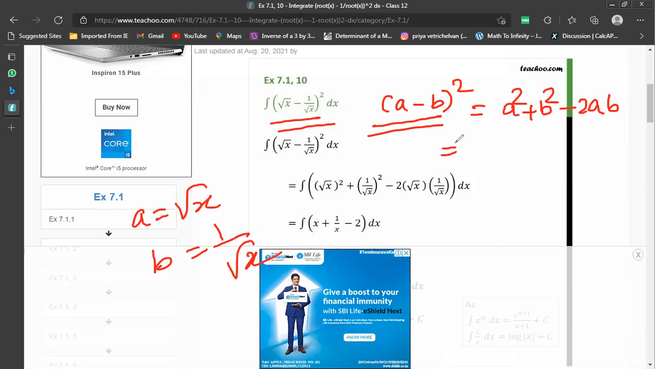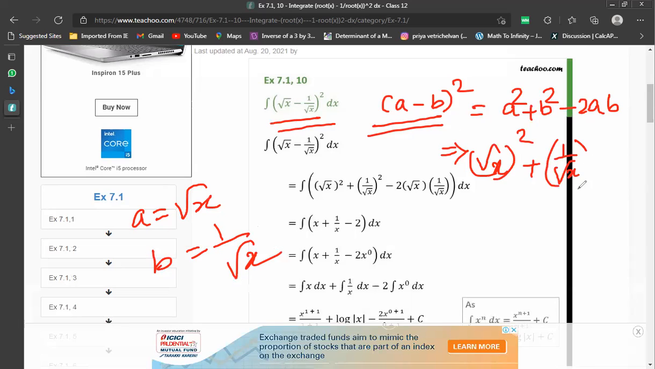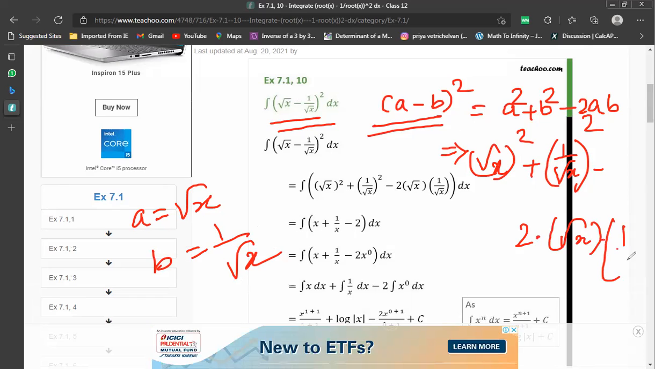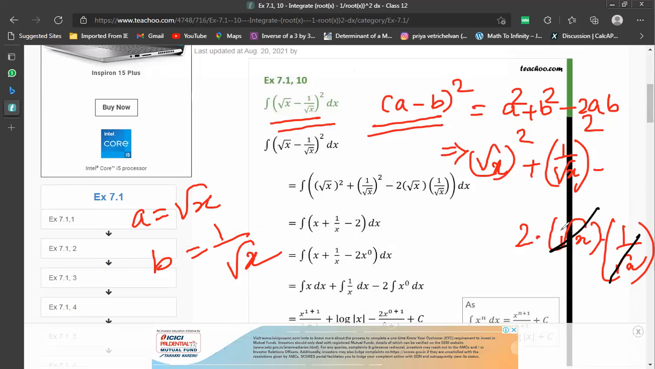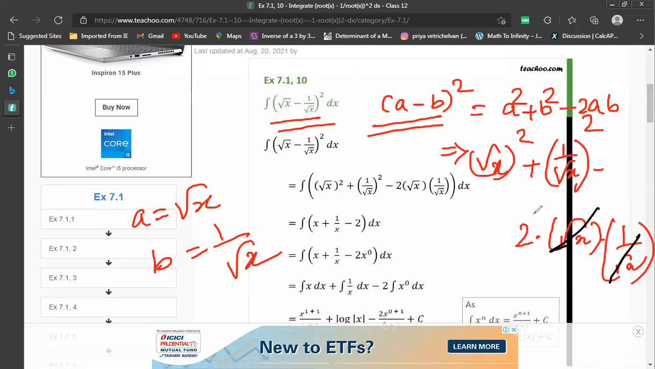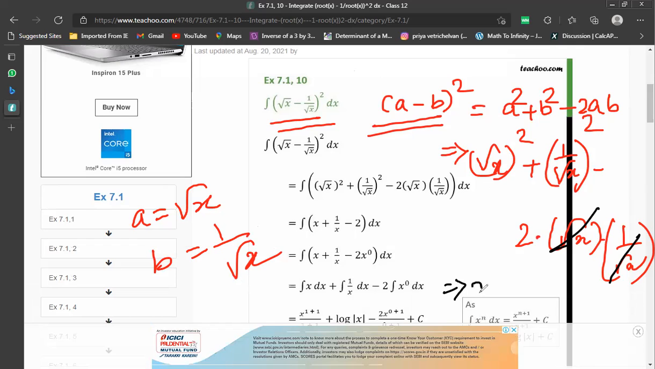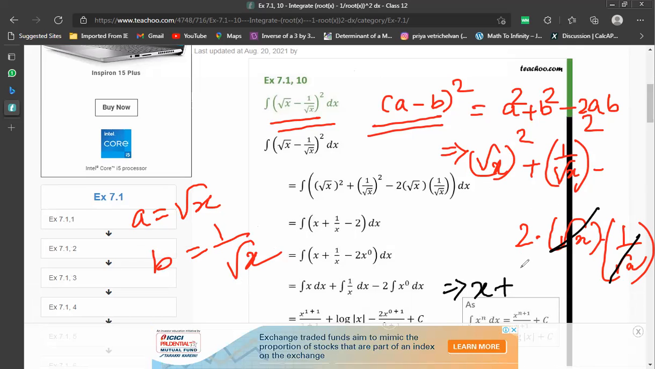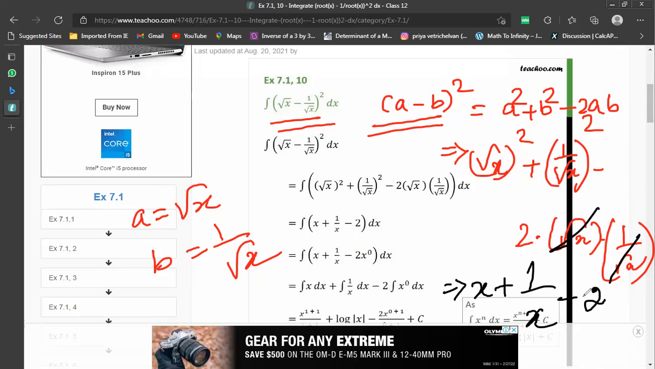If you substitute in this, a square will turn into square root of x the whole square, and b square is nothing but 1 upon root x the whole square, minus 2 into a into b. You can make the cancellation since root x and 1 by root x are in multiplication. And root x the whole square, when you square the root, it will turn into x. So 1 upon root x the whole square can be written as 1 upon x. And you have minus 2 into 1, which can be written as minus 2. So we expanded this expression as x plus 1 by x minus 2.